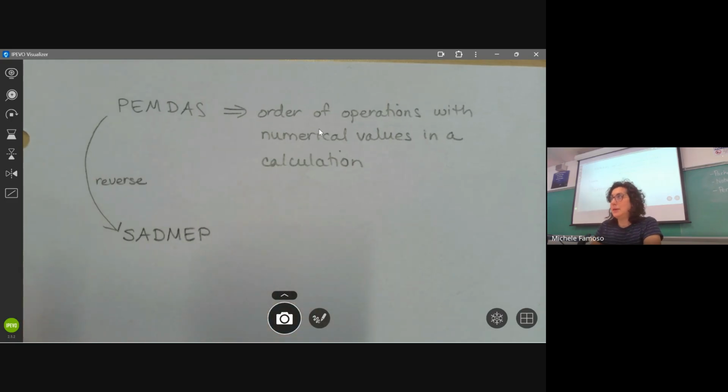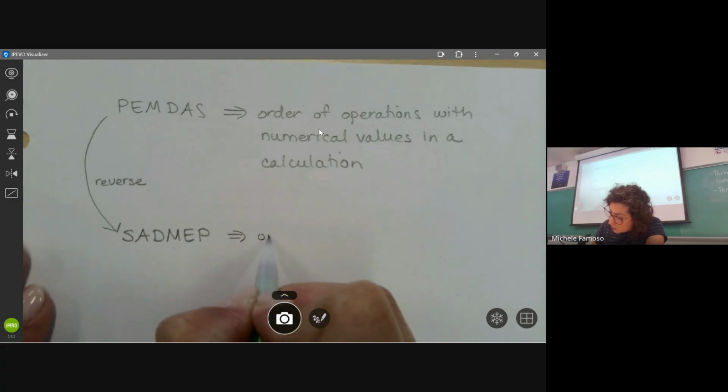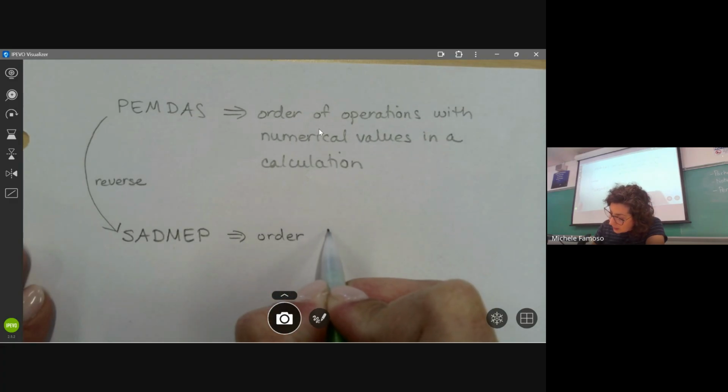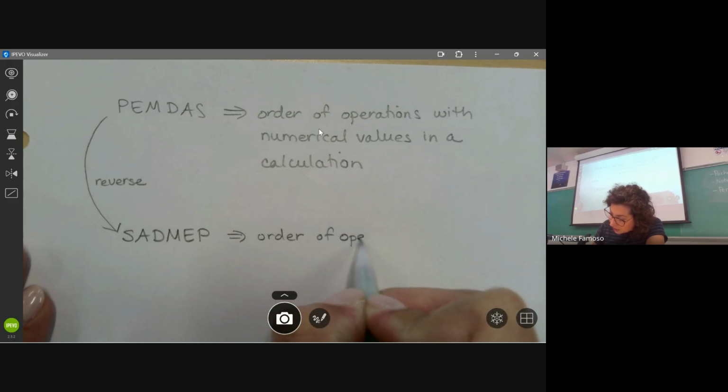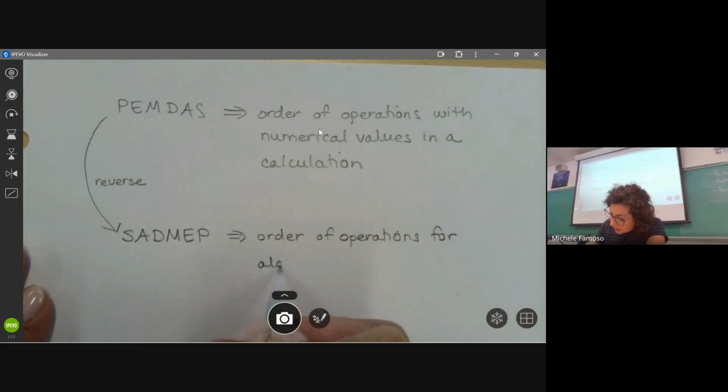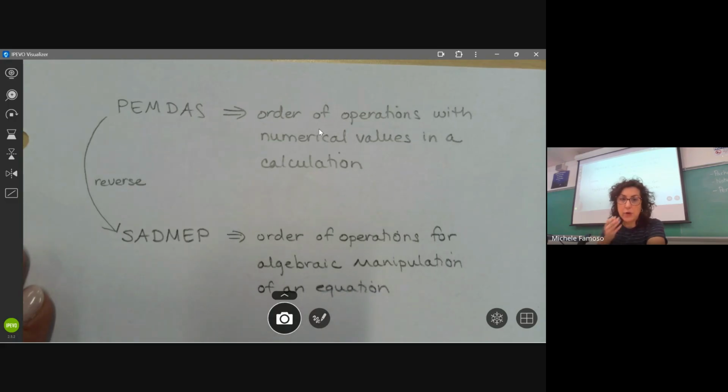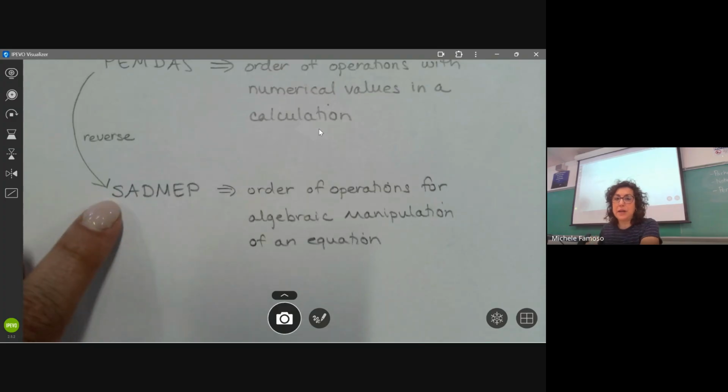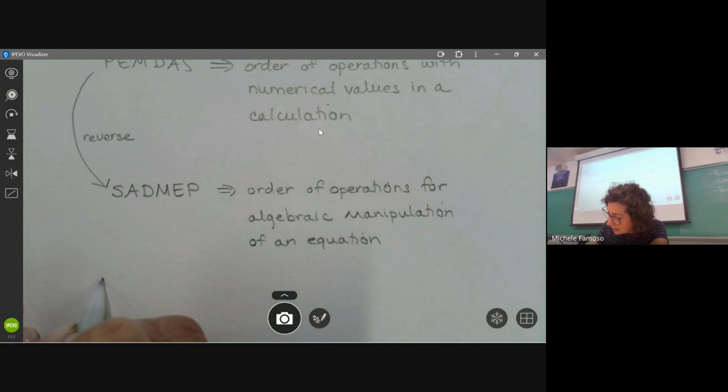SADMEP. This is the order of operations for the algebraic manipulation of an equation. Okay, so maybe this phrase will help you remember what to do in terms of solving your equation. Let's look at one example.